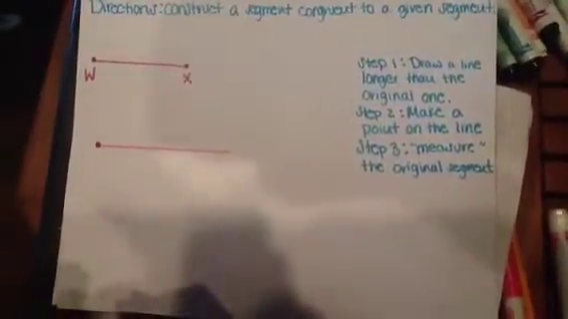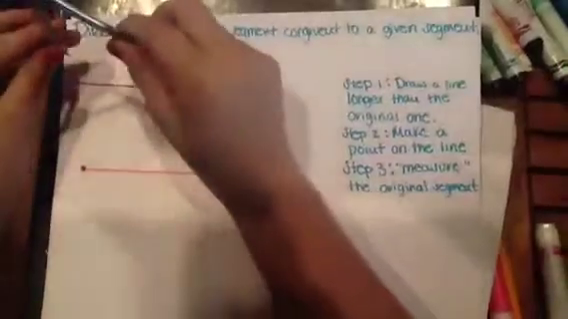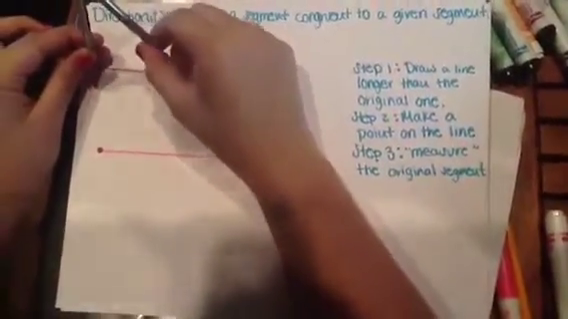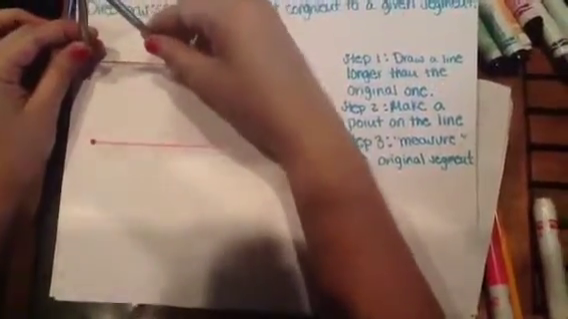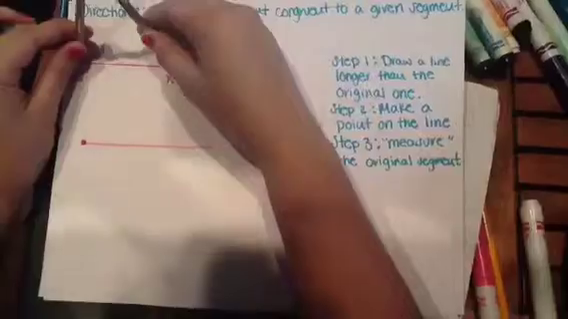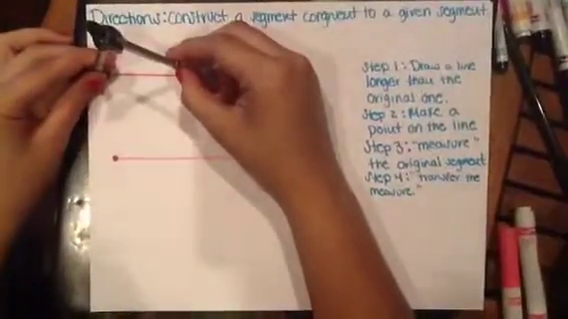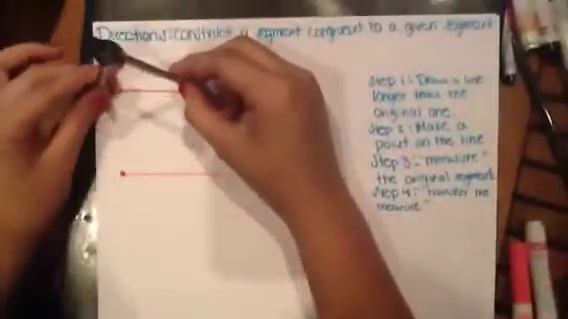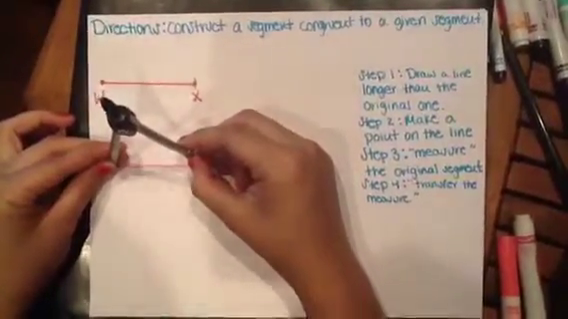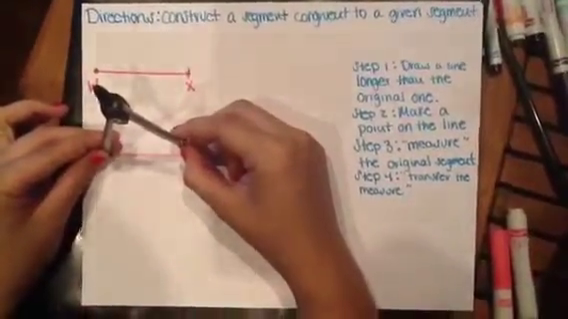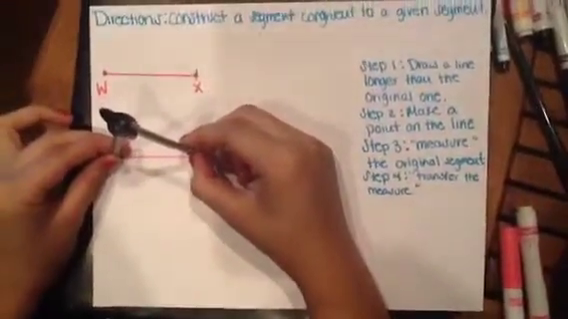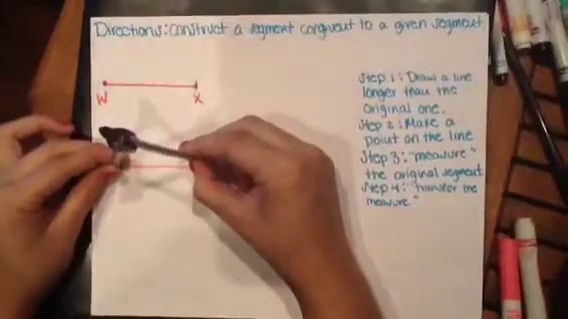Next, you will get your compass and place the needle on point W and stretch the opposite side to point X and draw a tick mark. Now you're going to transfer the length of segment WX to the segment we're constructing. Place the needle point and then draw a tick mark on the other side.